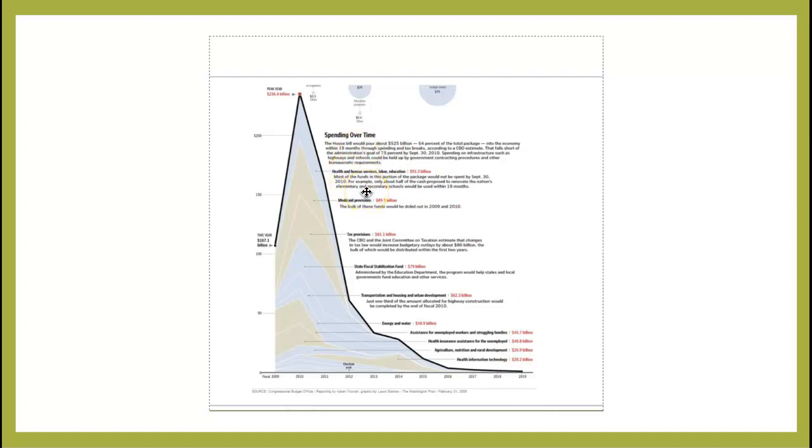Most of the funds in this portion of the package would not be spent by September 30, 2010. Only half of the cash proposed to renovate the nation's elementary and secondary schools would be used within 19 months. The bulk of these funds would be doled out in 2009-2010 for the Medicaid provisions, along with tax revisions, which outlays it by about $80 billion. Overall, we can see that spending over time has decreased due to fiscal policy.